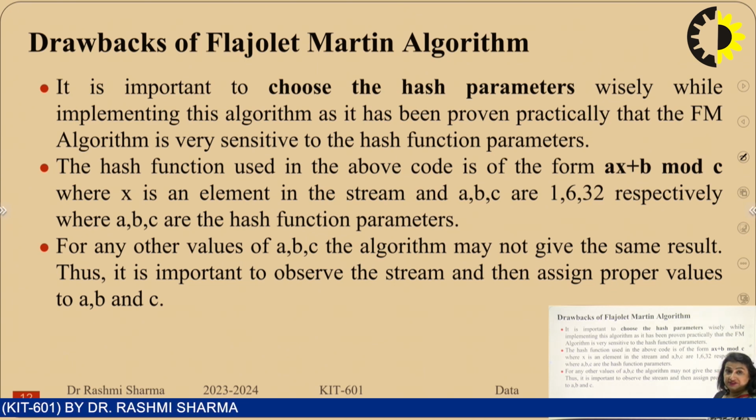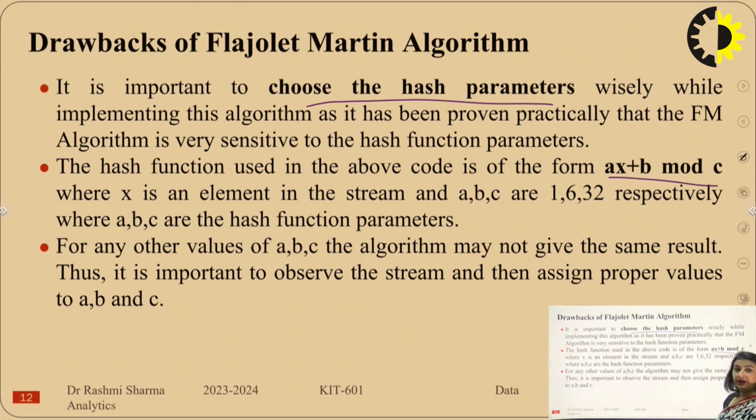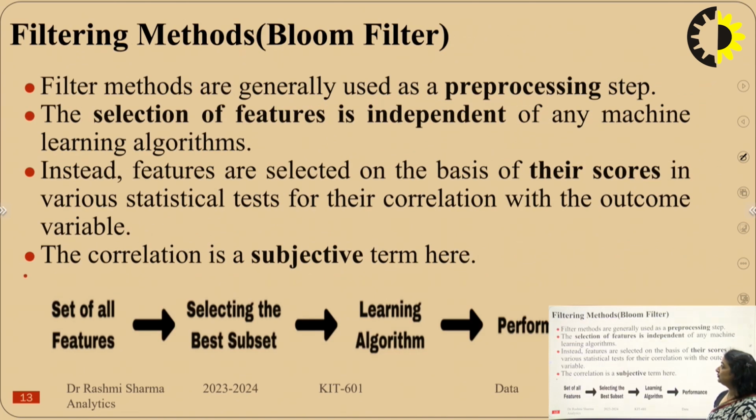Now the basic drawback, as I have discussed, is that we have to choose the hash parameters, definitely A, B and C. Whenever I select different values, I can get different answers which may not be correct. So I have to check the values of A, B, C beforehand, so that I have a tested hash function and it doesn't create a problem in identifying the distinct elements. That is the only drawback I have in the Flajolet-Martin algorithm. Otherwise, it's very simple, very efficient and very robust also.